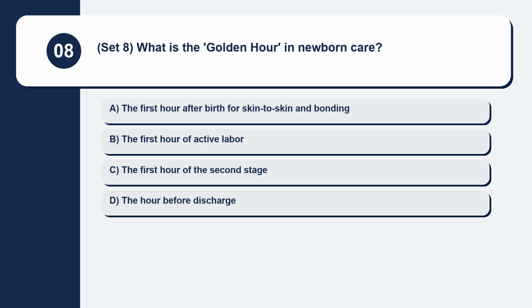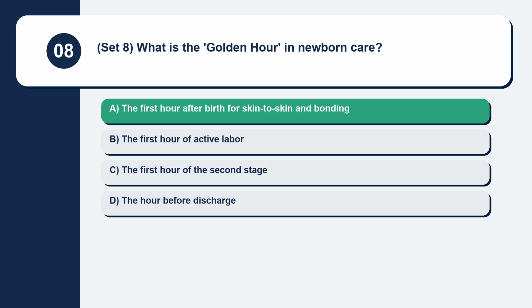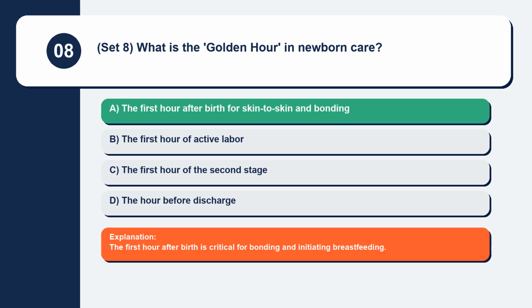Question 8. Set 8. What is the golden hour in newborn care? The first hour after birth for skin-to-skin and bonding, the first hour of active labor, the first hour of the second stage, the hour before discharge. The first hour after birth is critical for bonding and initiating breastfeeding.